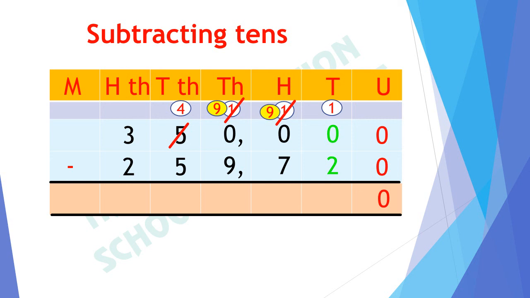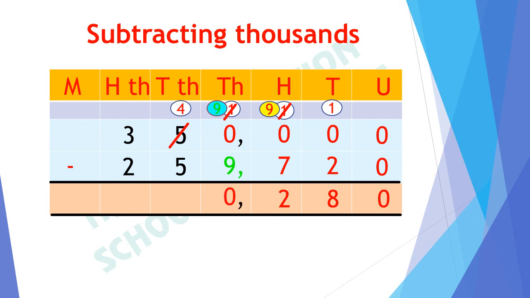Now we can easily subtract 2 tens out of 10 tens. If we subtract 2 tens out of 10 tens, here we are left with 8 tens. From 10 tens, if we subtract 2, we get 8. Now we will move towards hundreds. We have to subtract 7 hundreds out of 9 hundreds. If we subtract 7 out of 9, we get 2. We have to subtract 9 thousands from 9 thousands, and here we are left with 0.